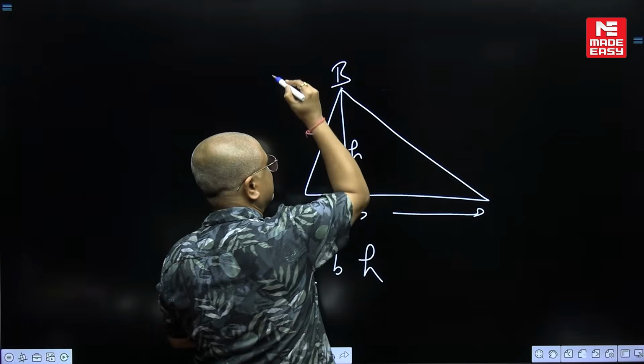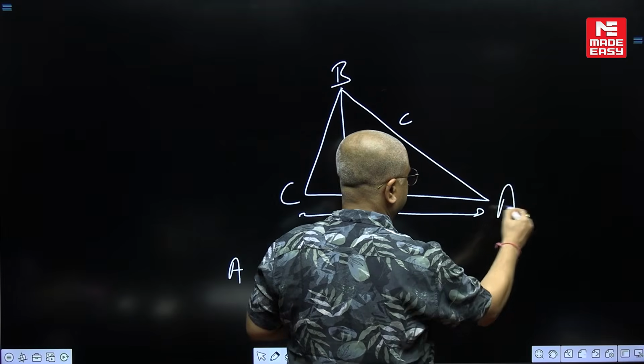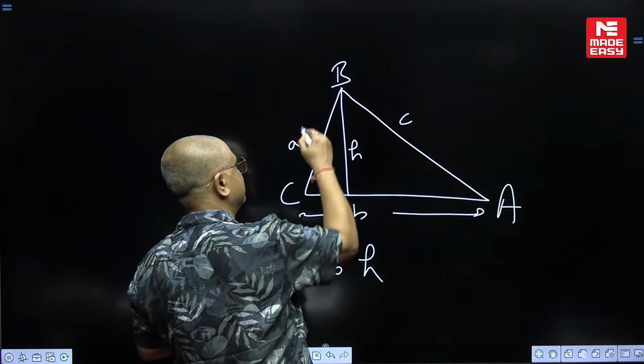Vertex B के opposite होती है side B, vertex C के opposite होती है side C, और vertex A के opposite होता है side A.